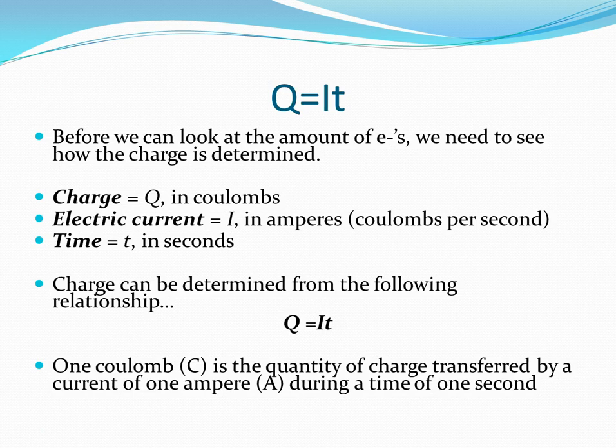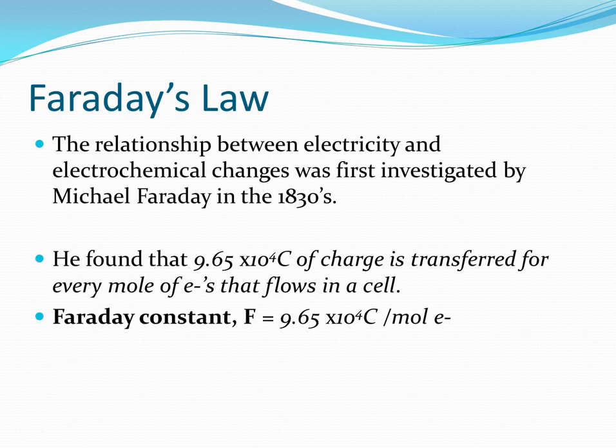We can determine the charge in coulombs by multiplying the electric current in amperes by the time in seconds. This information does not give us the amount of electrons yet, though. Faraday was a scientist that figured out the relationship between electricity and electrochemical changes. He found that a certain amount of charge is transferred for every mole of electrons that flow in a cell. This amount is Faraday's constant.